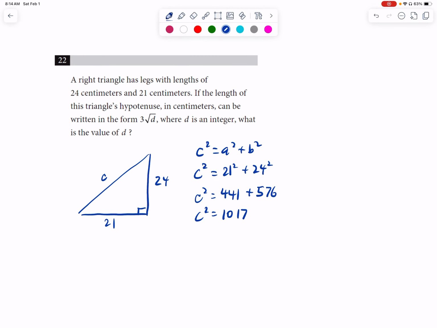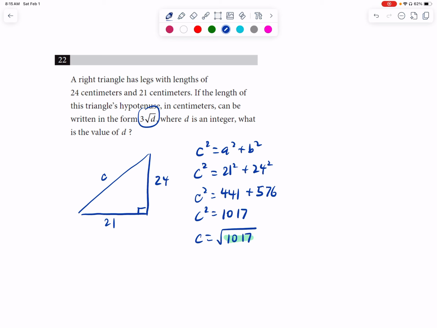Now, last step, Pythagorean theorem is always to take the square root. So c is equal to the square root of 1017. And then we've got to make it look like 3 times the square root of d, so I'm going to have to simplify this radical. I have to put it in simplest radical form. Simplest radical form means that if there's a number inside of the square root, which is called the radicand, that's a perfect square, you've got to pull it out.